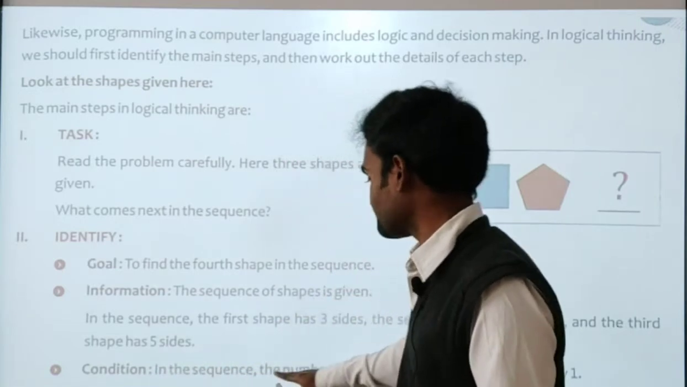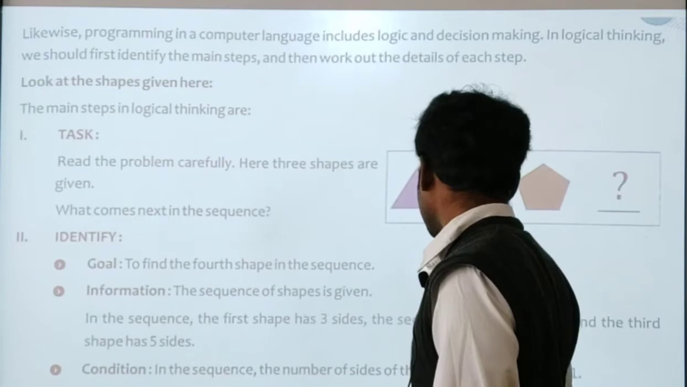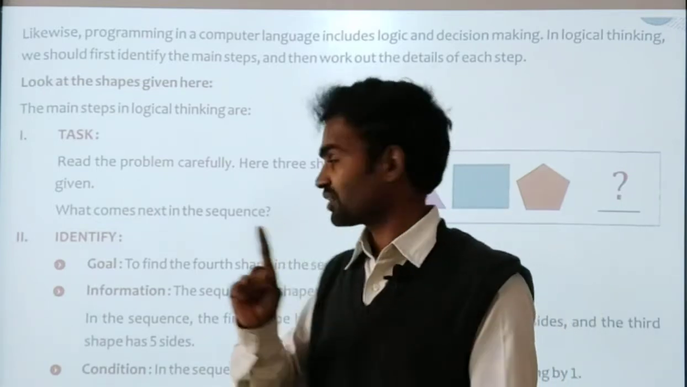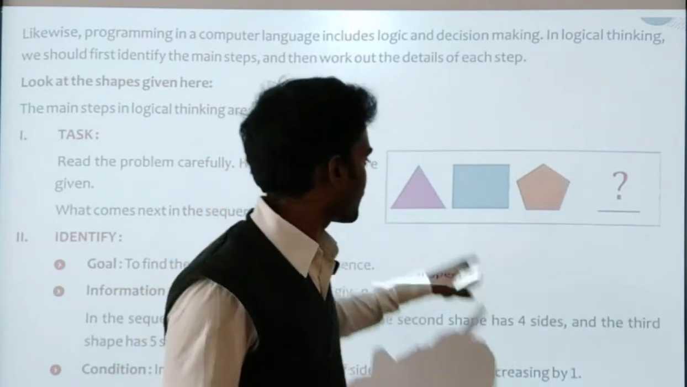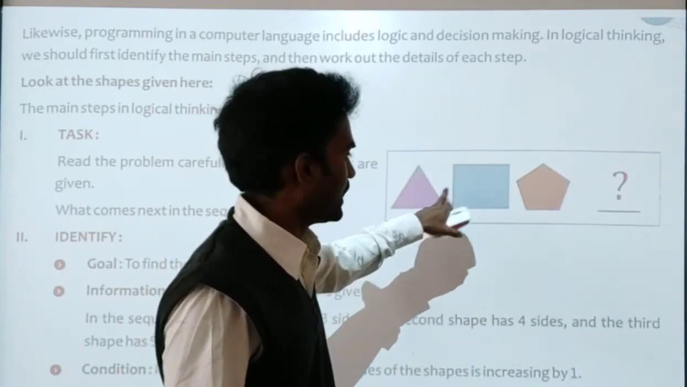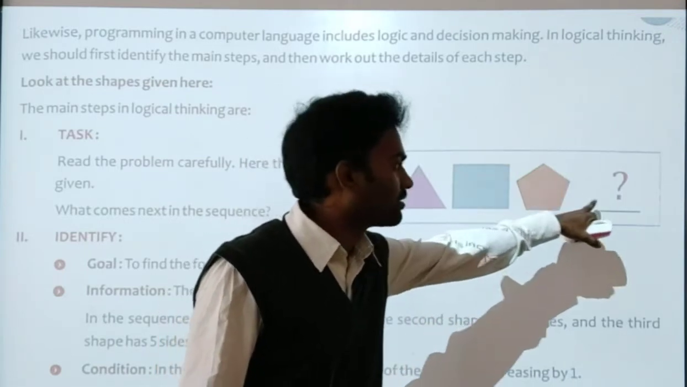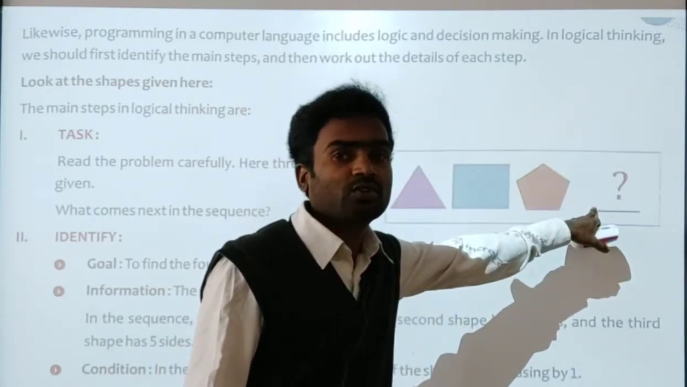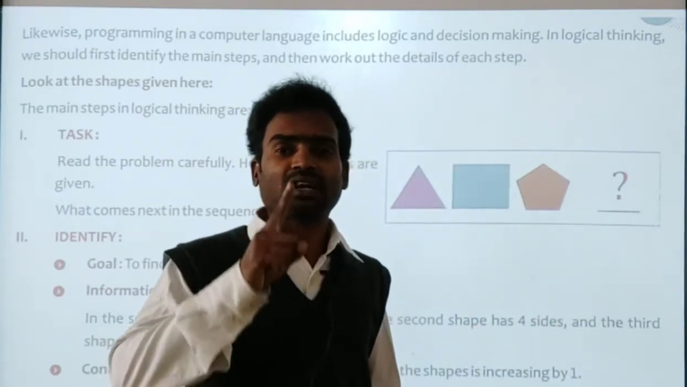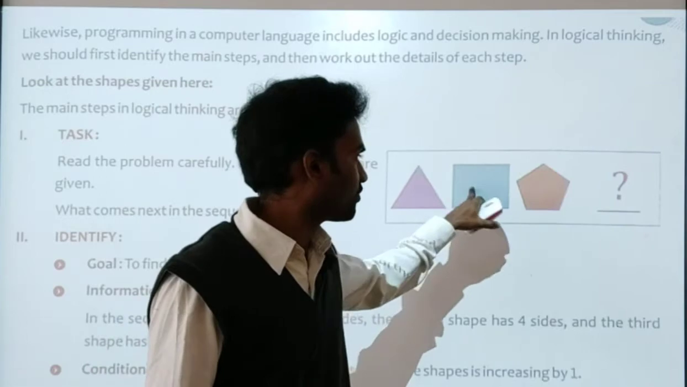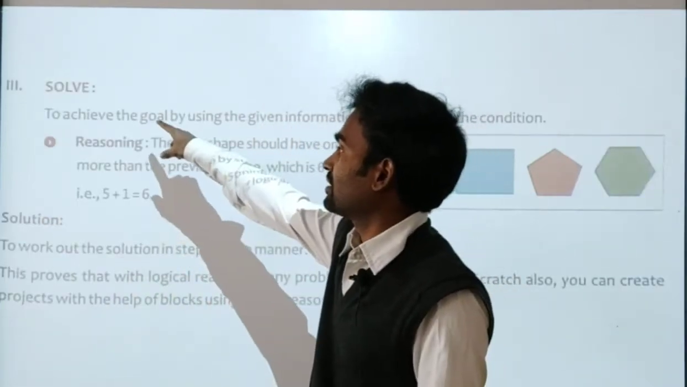Condition. In the sequence, the number of sides of the shapes is increasing by 1. So here we have to use our logical thinking. First 3 sides, then 4 sides, and then 5 sides. So what could be the next one? It could be 6 sides. Ultimately it is increasing by 1, 1, 1: 3, 4, 5. Right?